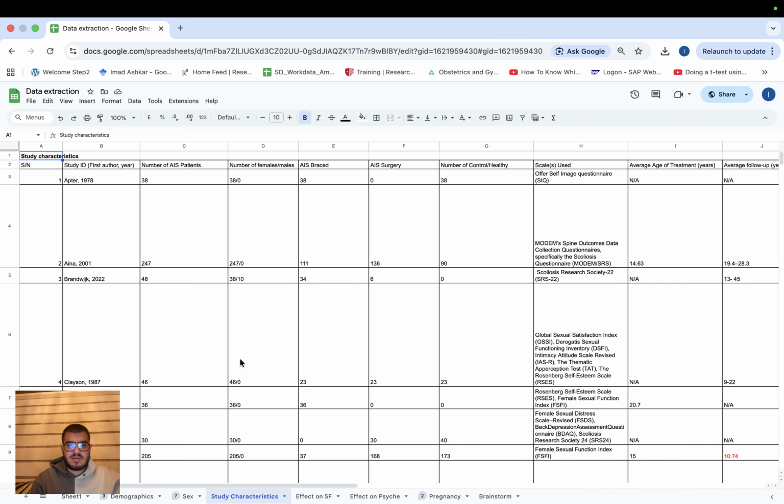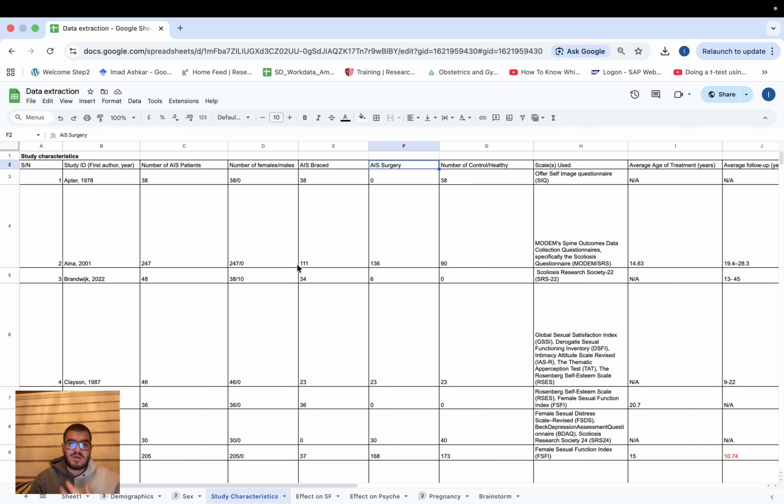And also, this is another extraction form. This is the cleaner version of our form. Also, as you can see, the author's year of publication, the number of AIS patients, number of females, males, the number of braced surgery.